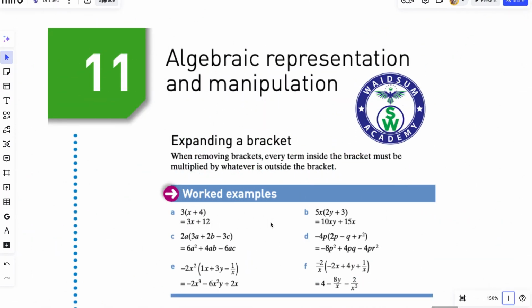IGCSE Mathematics chapter 11. Here we start the second phase of mathematics. We finished the first phase, chapters 1 to 10. Chapter 10 is sets, and chapter 9 is time and measure, compound measure. Today, chapter 11, we're beginning a new journey.